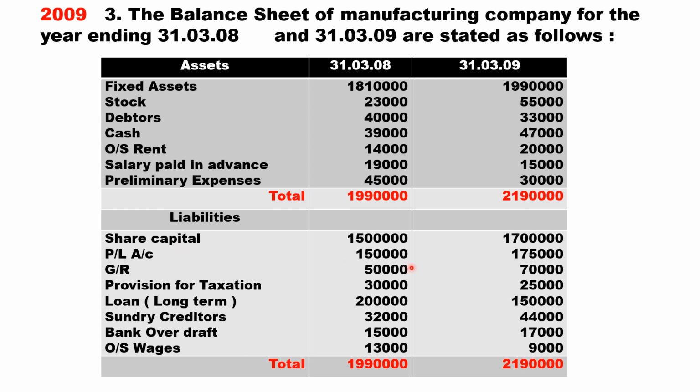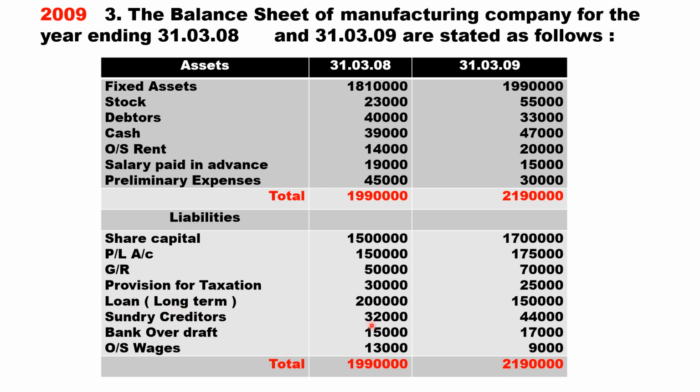Profit and loss account. Last year 1,50,000, current year 1,75,000. It means net profit is 25,000: 1,75,000 minus 1,50,000. GR: 50,000, 70,000. That means there is a transfer to GR of 20,000. It should be added in OA. Next, provision for tax: 30,000, 25,000. It means you need to prepare an account because there is an adjustment related to provision for tax.